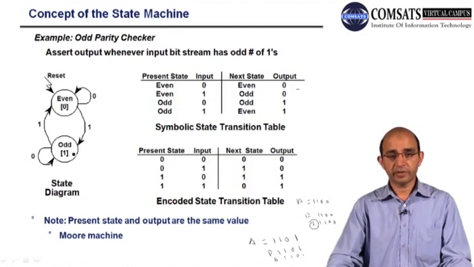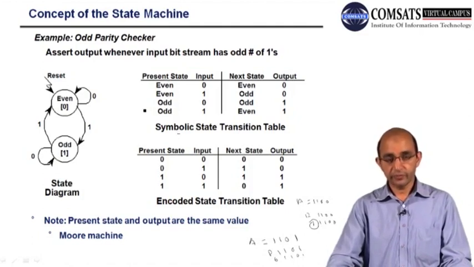So even with input 1, now we have to make a transition because now the number of ones is odd, right? So the next state is odd, and the output is 0 over here. Then if we are at the odd present state and we apply 0, the next state is odd, and we have the output 1 now because the number of ones is odd, right? And when we have an extra bit, that is 1, we move back to even, and the output is 1, right?